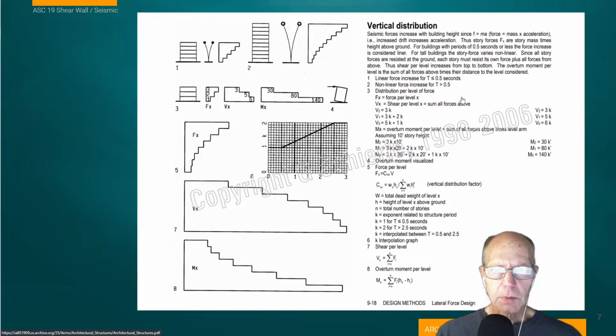I probably should leave this one out. This is a little more complicated, and I'm not sure it's very useful to us. The idea that taller buildings have more distribution of forces towards the top.